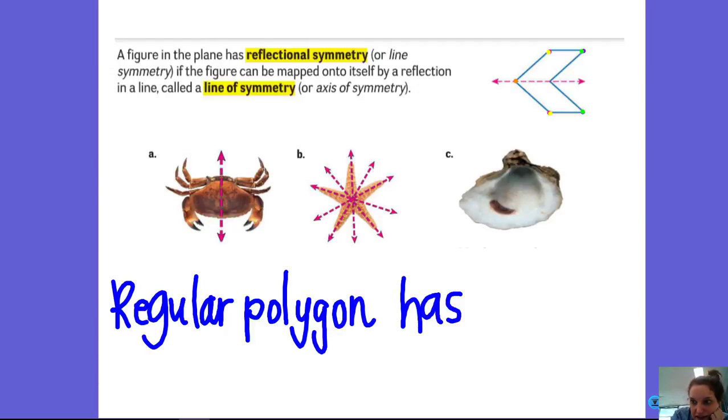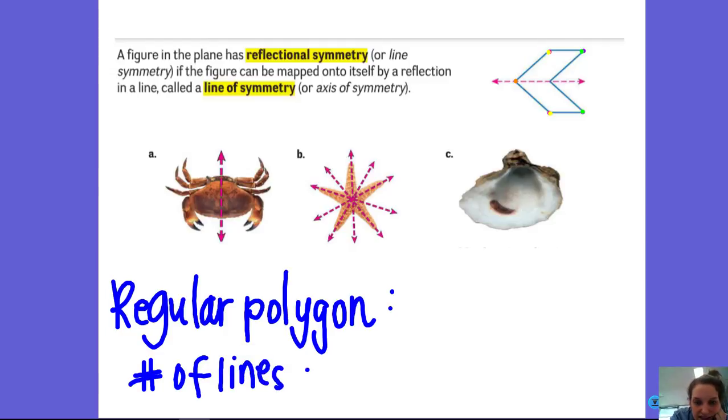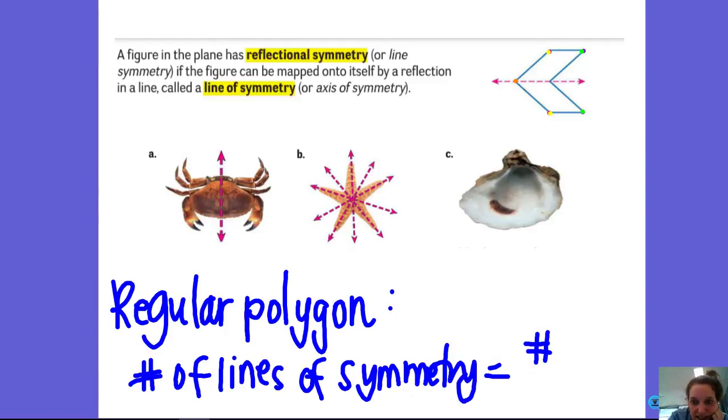A regular polygon, just FYI, will always have line symmetry, and the number of lines of symmetry is going to be the same as the number of sides. So a regular hexagon has 6 lines of symmetry. A regular pentagon has 5 lines of symmetry.